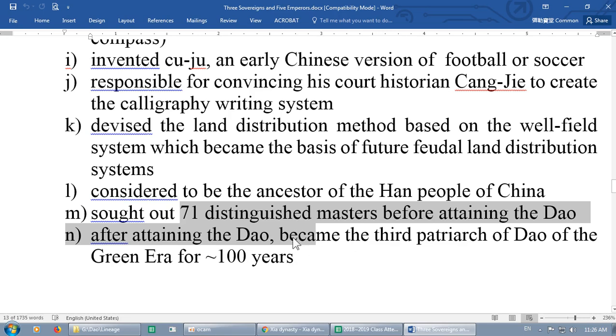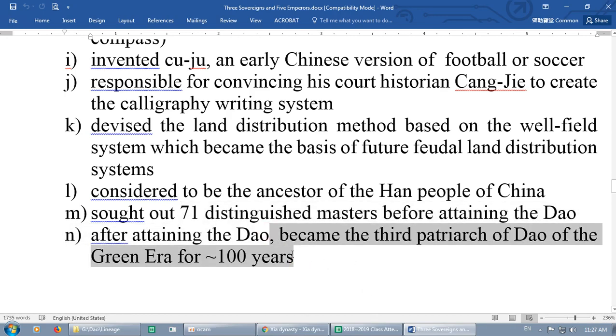Supposedly. Now, this is what the Tao lineage said, that the lineage of the Tao tradition has him saying that he sought out 71 different masters, and only on the 72nd did he receive the Tao. Pretty interesting. So he did not receive the Tao from Sun Long, supposedly, but from somebody else. I don't know. Then after attaining the Tao, he became the 3rd patriarch of the Tao for the Green era for roughly 100 years.